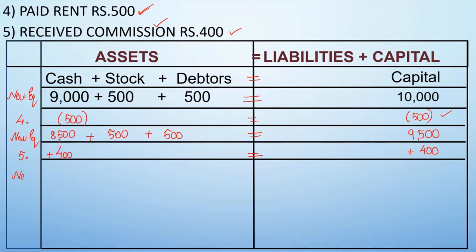So after the fifth transaction, again we'll derive the new equation, that will be 8,900 of cash, plus 500 of stock and 500 of debtors, which is equal to 9,900. So both the sides are equated. Here we can see the asset side is 9,900 and the liability side is also 9,900. In this manner we can say that yes, the accounting equation is proved, both the sides are equated.